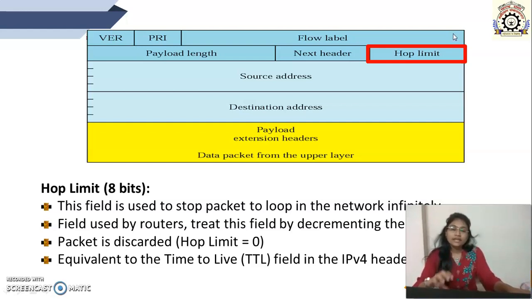This field is very important because each time the datagram is received by a router and forwarded, the router will decrement the hop limit value by 1. When this value reaches 0, that packet will be discarded. So it is helpful to avoid the infinite loop of that packet in the network, so that at a particular time when this hop limit becomes 0, that packet will definitely get discarded.